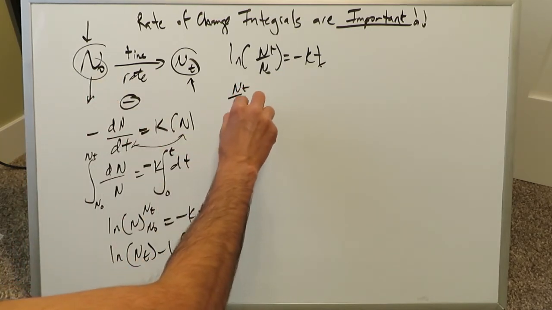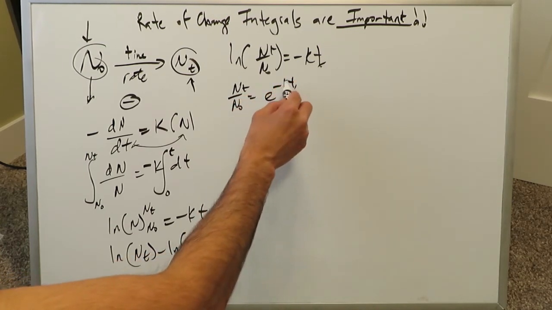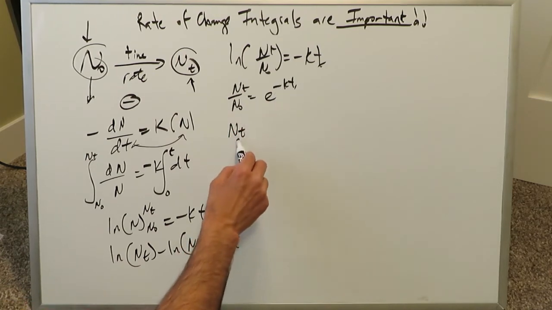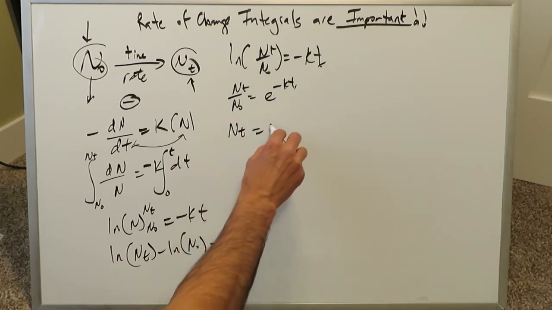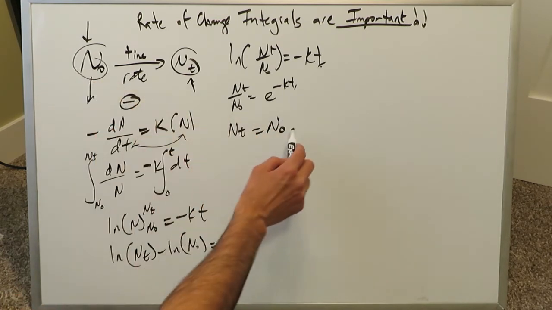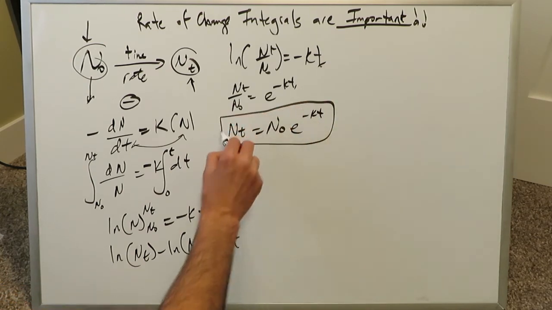Nt over N0 is equal to e to the minus kt. You could use lambda here instead of k. I use the letter k. The number of nuclei or daughter isotopes at time t is equal to the number of nuclei or isotopes, the parent isotopes, times e to the minus kt, which gives you the equation of nuclear decay.